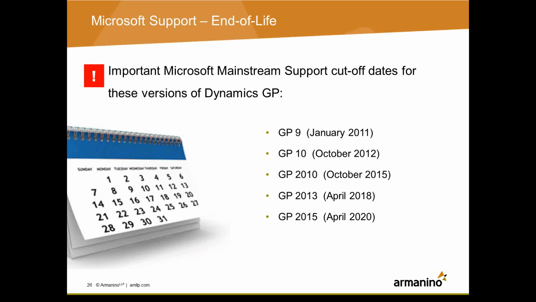So 2015 will have mainstream support through 2020. So if you upgrade today, then you are in pretty good shape for the next handful of years. It really is a nice new approach. So I'd encourage you to think about it. You typically do want to stay on mainstream support so that if we do have to involve Microsoft on a support issue, they're willing to talk to us. So that's really the key thing. Now, Armanino will support you on any of your versions as best we can.